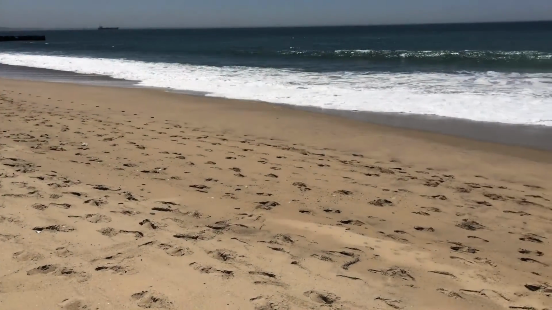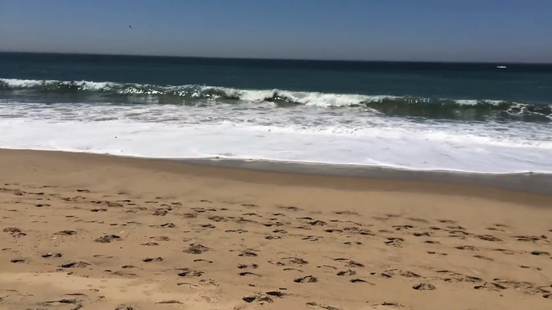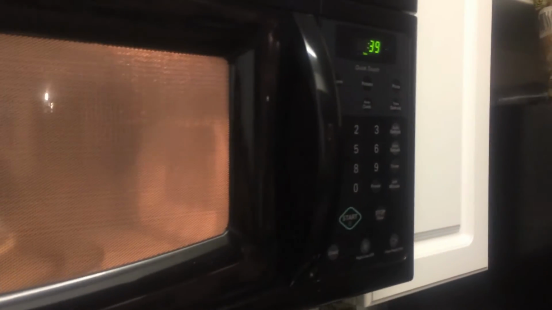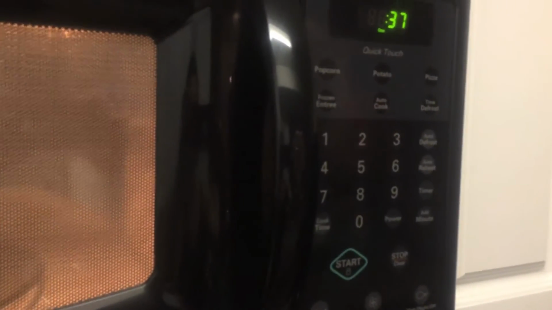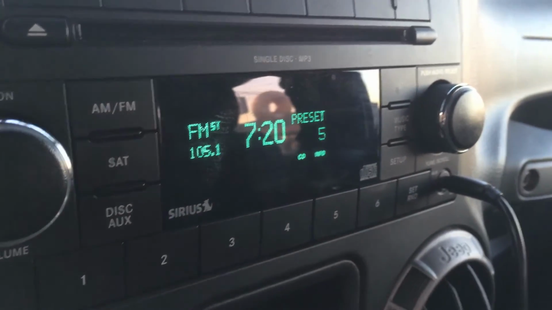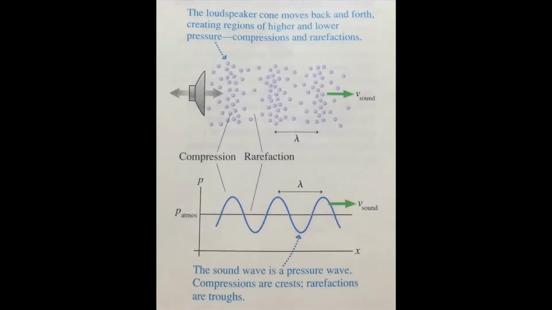There are sound waves and electromagnetic waves around us all the time, every day. When you go to the beach and hear and see the waves rolling in, or even using microwaves to heat up our food. Your FM radio in your car also uses electromagnetic waves.